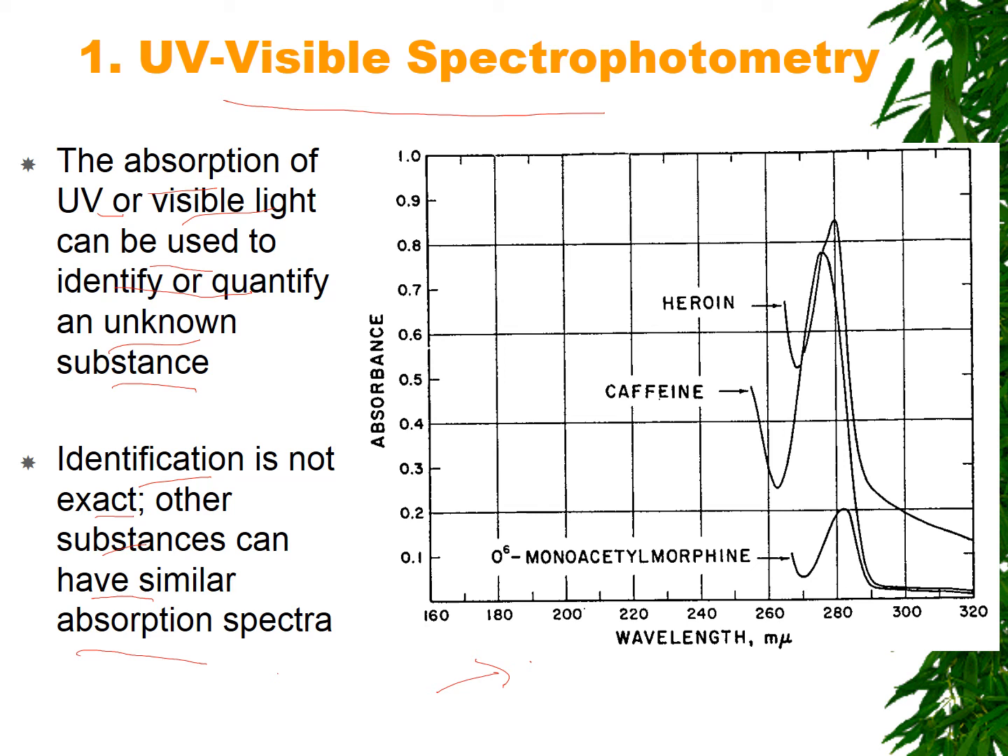Okay, contoh kan kat sini, so dekat wavelength ni contoh menunjukkan dia adalah monoacetyl morphine. Dekat sini caffeine, kat sini heroin. So kalau tengok kat sini heroin dengan monoacetyl morphine ni macam lebih kurang je kan. So this is the problem lah. Tapi different wavelength lah. Okay, this is the problem where some substances can have similar absorption spectra.